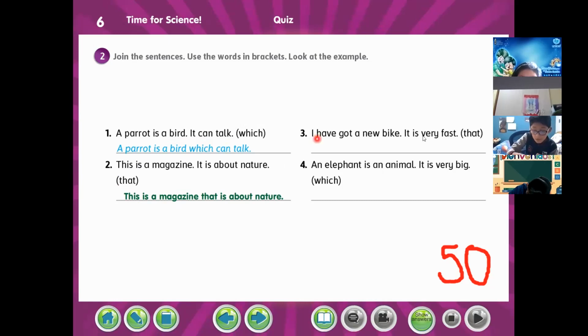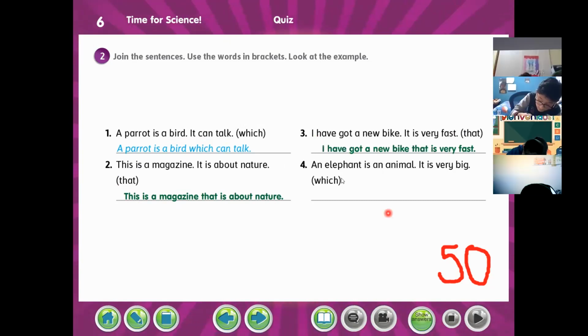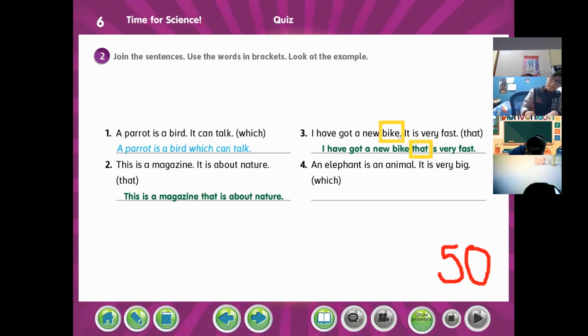The number three. Okay, teacher. I have got a new bike. That is very fast. Very good boy. Good job. You see, in this case, the same. We are using that because we are talking about a bike, an object.